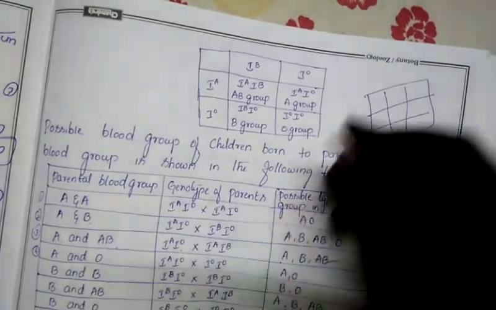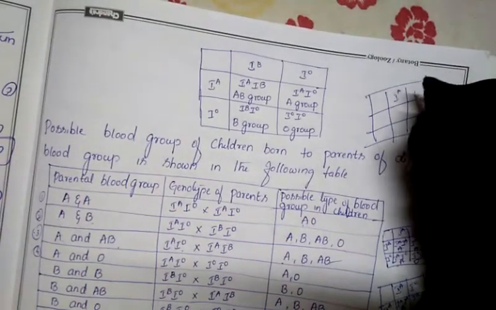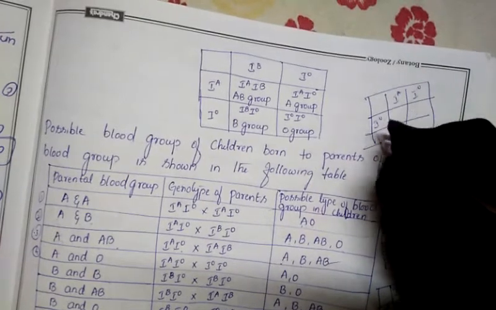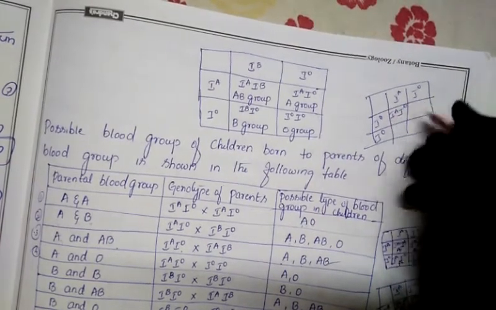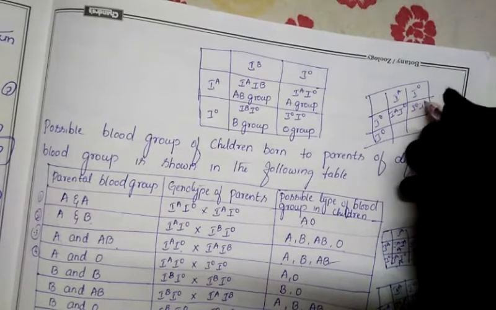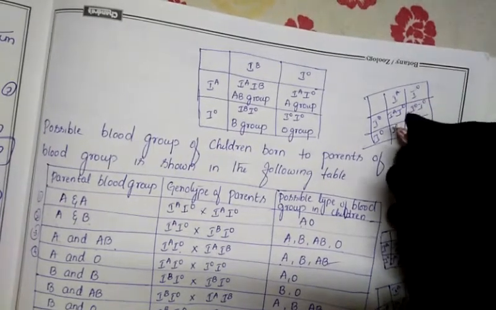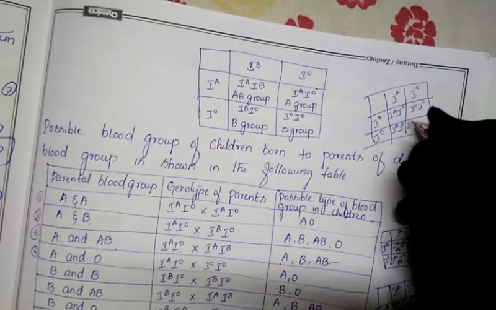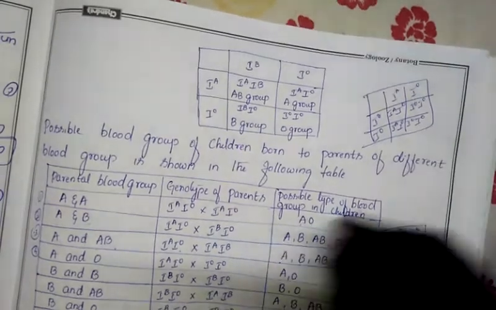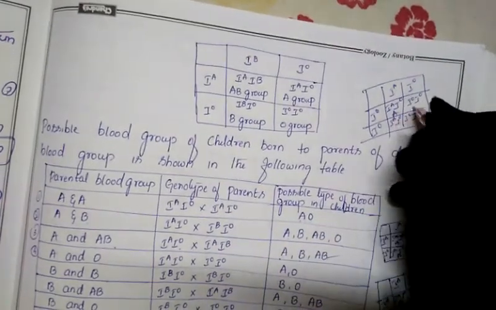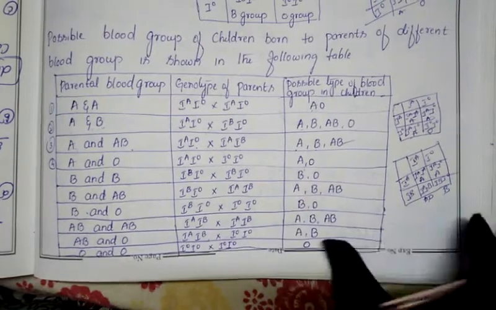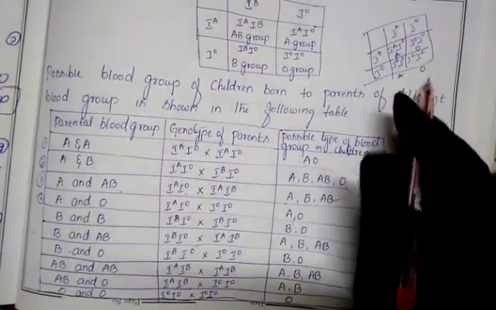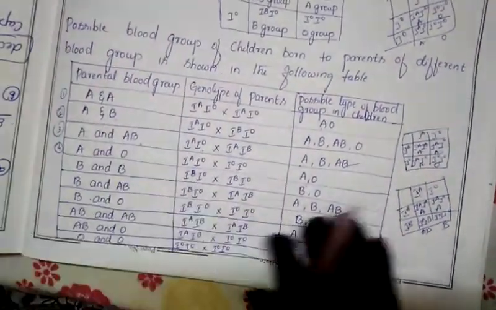So here, A blood group: IA IO, IO IO. Now IA IO, IO IO, IA IO, IO IO. So we write A blood group, O blood group, A blood group, O blood group. See, the children will get A and O blood group. So like that we can calculate. You can calculate for all of these.